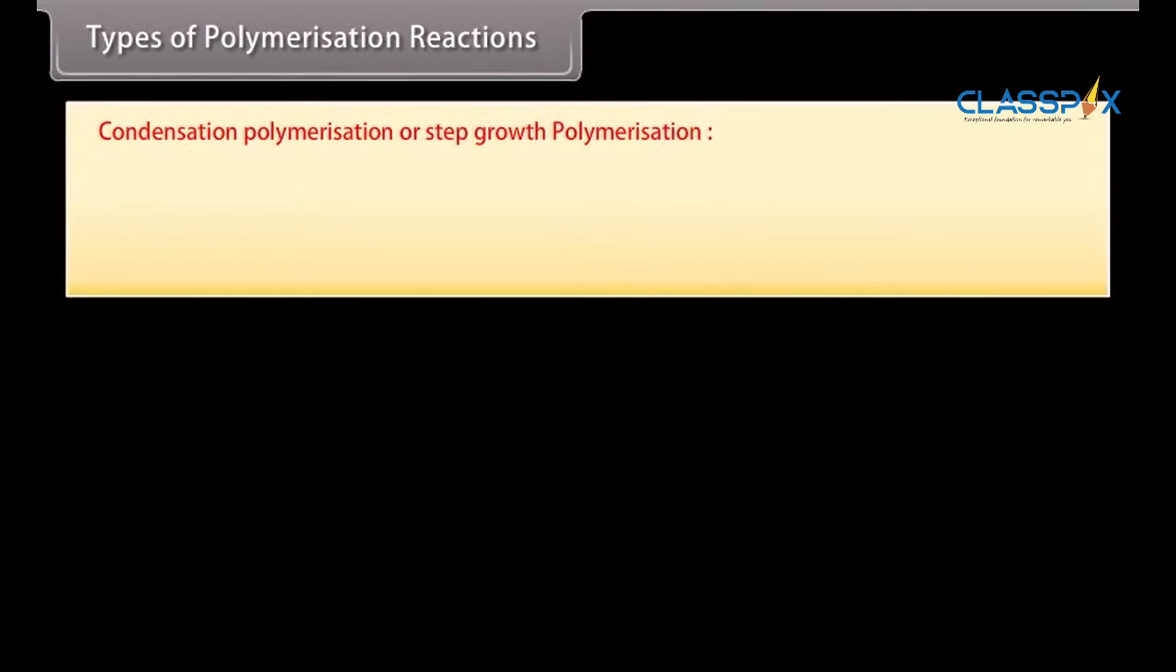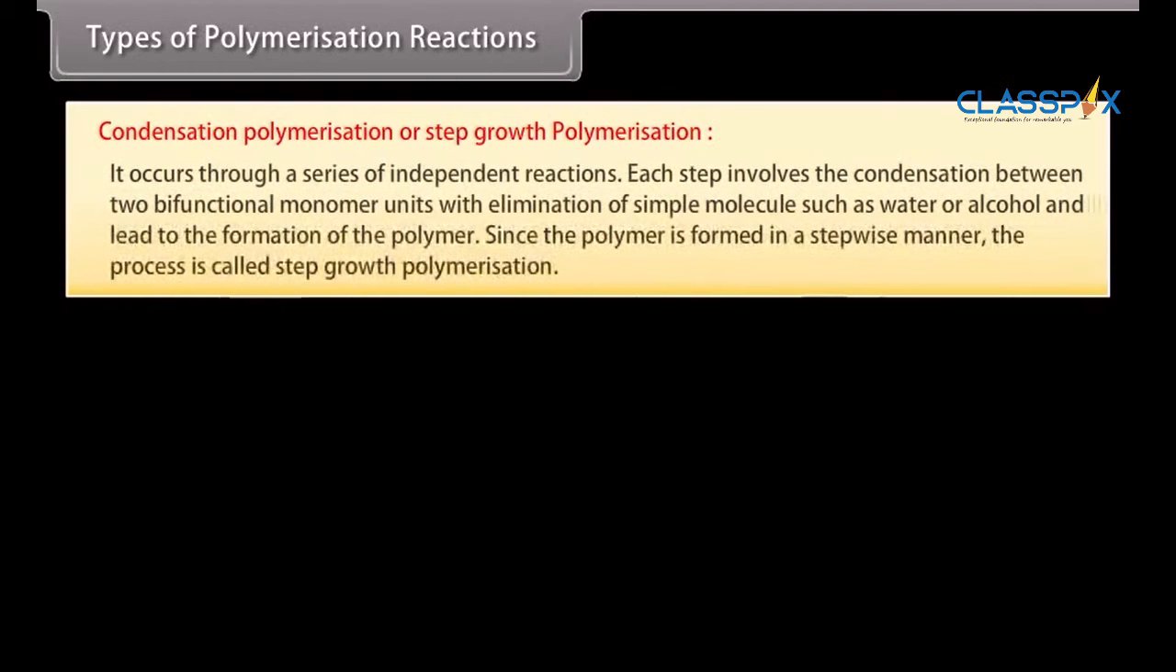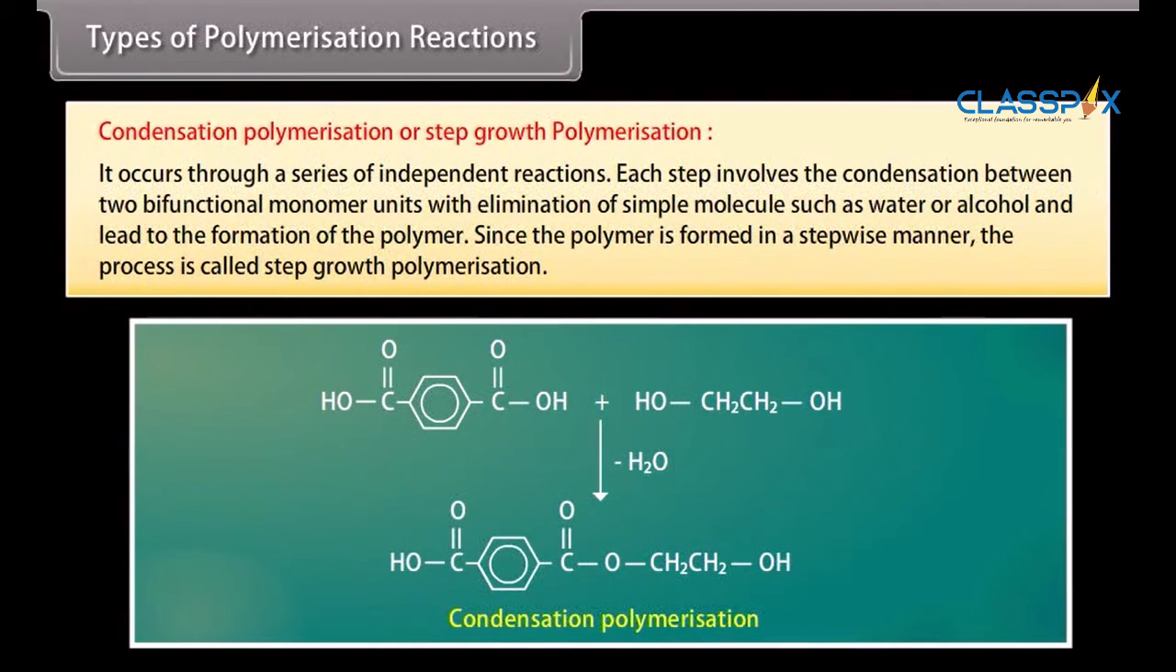Condensation polymerization, or step growth polymerization. It occurs through a series of independent reactions. Each step involves the condensation between two bifunctional monomer units with elimination of a simple molecule such as water or alcohol and leads to the formation of the polymer. Since the polymer is formed in a stepwise manner, the process is called step growth polymerization.